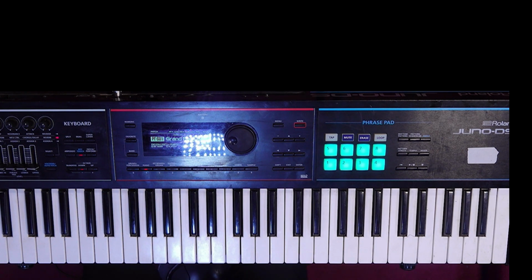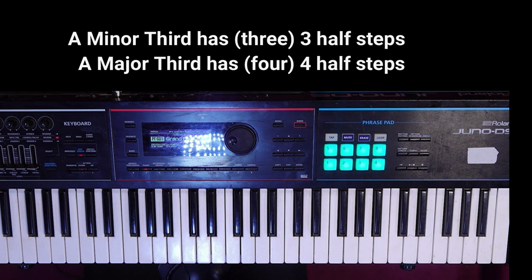Anytime you hear of a minor third, you should know that a minor third has 3 half steps. If I stand here, then you know that a half step is from key to key. If I stand at C and I want to know the minor third of C, so from C, 1, 2, 3.